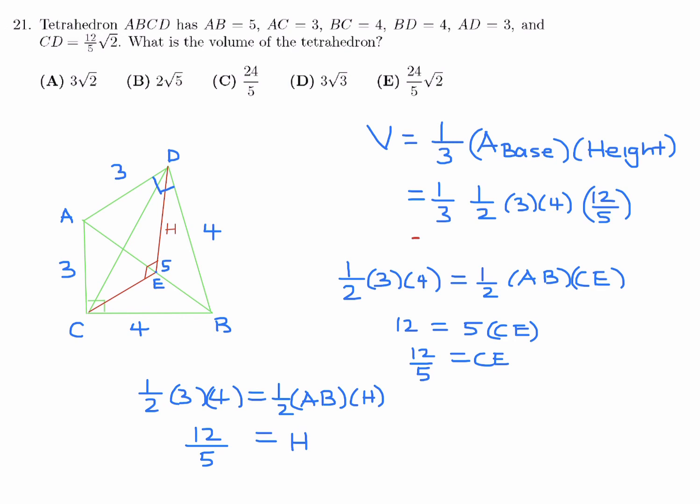So this looks like it will be, this 12 divides by that 6, 2. So it'll be 2 times 12 over 5, and that is just 24 over 5. So number 21, the answer is C.